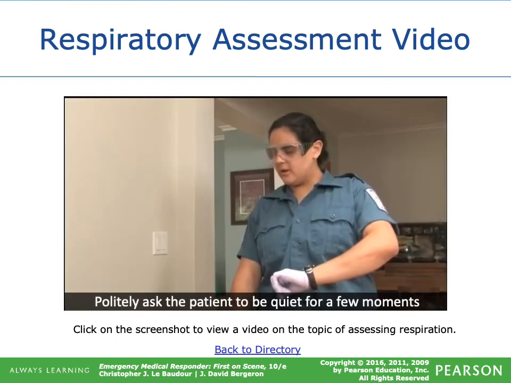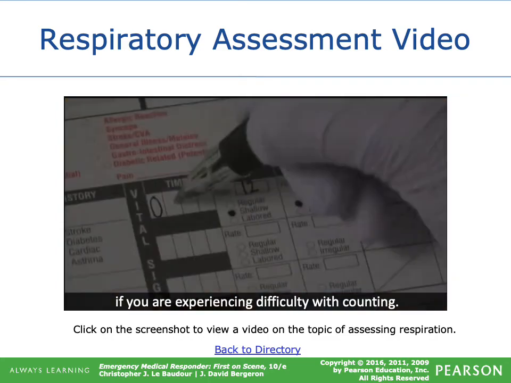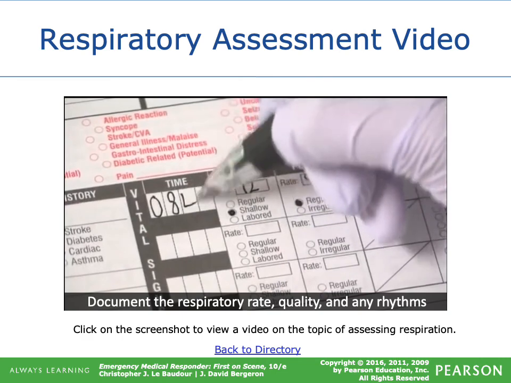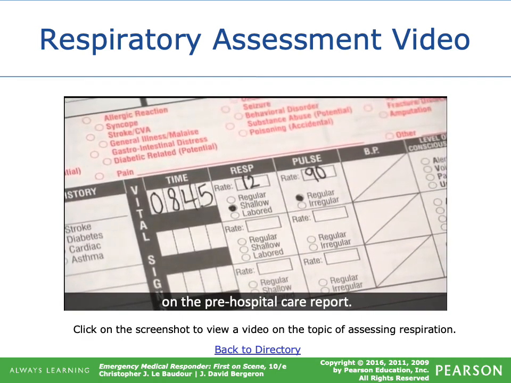Avoid telling the patient that you are counting his or her respirations. Patients will sometimes alter their respiratory rate or pattern when they know that you are watching. At times it may be difficult to count a respiratory rate due to patient movement or talking. Respiratory assessment is important.